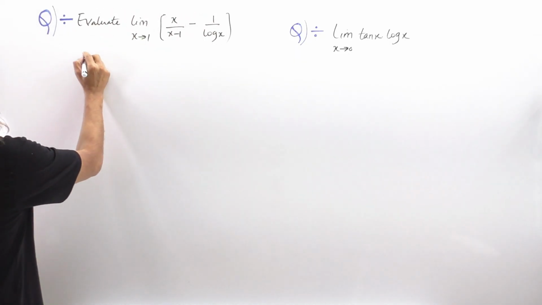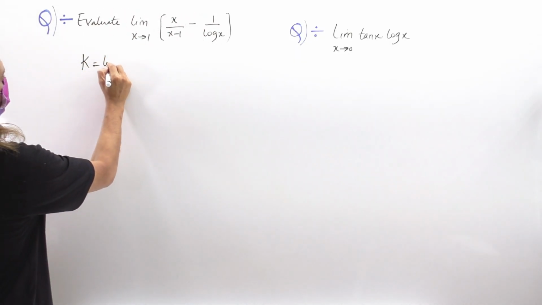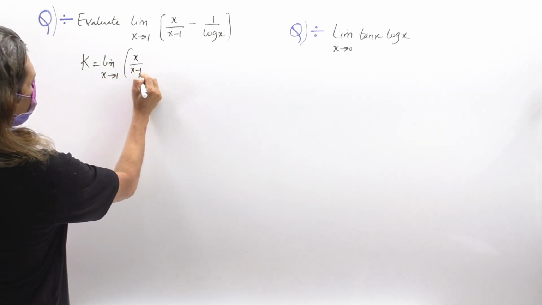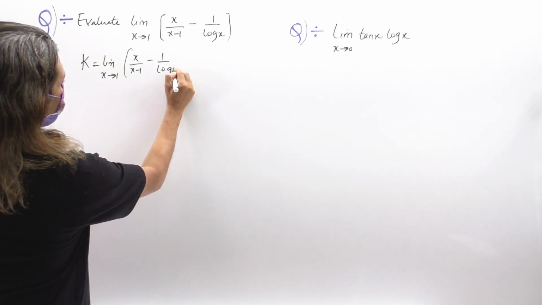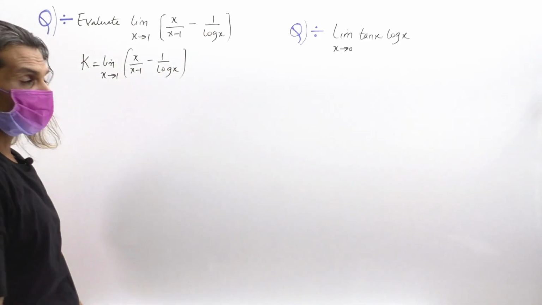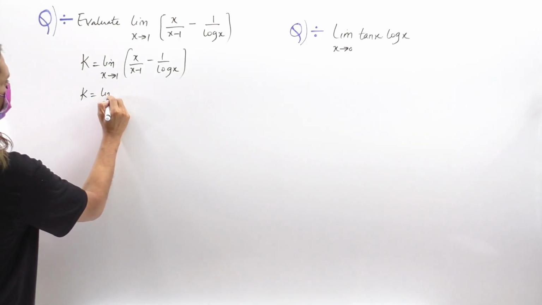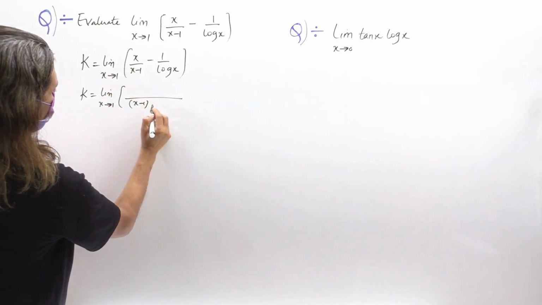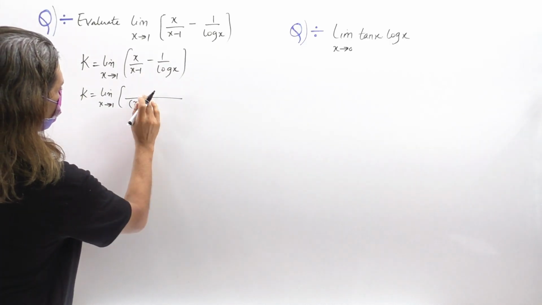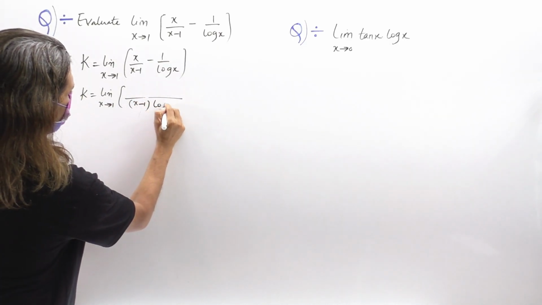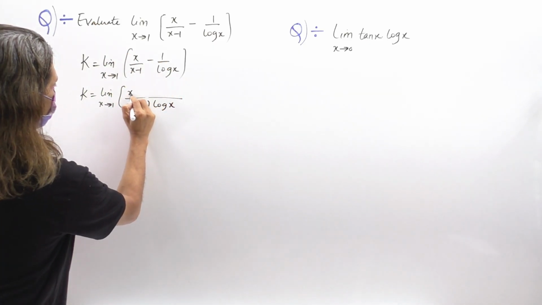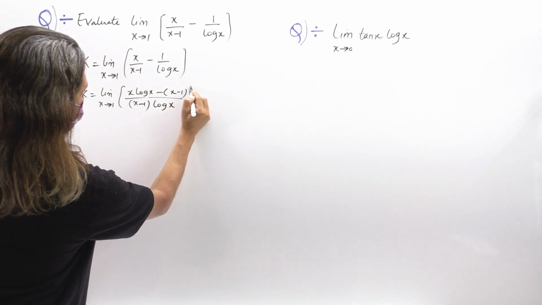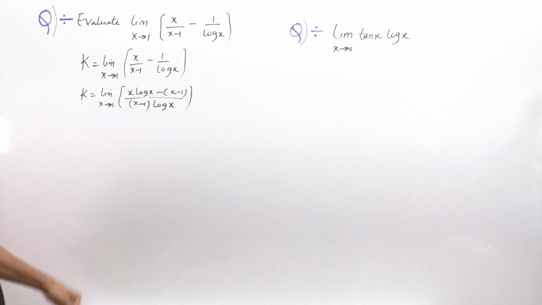So, first we assign k is equal to limit as x tends to 1, x by x minus 1 minus 1 by log x, and the problem is it is not a fraction. So, take the LCM. So, we get k is equal to limit as x tending to 1, x into log x minus bracket x minus 1, divided by x minus 1 into log x. Okay. Now, we can apply the limit here.